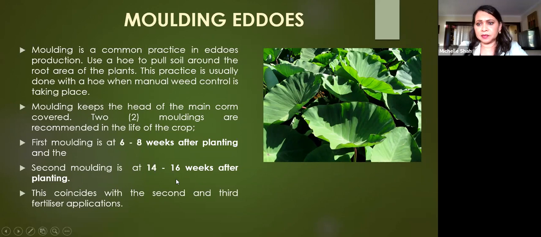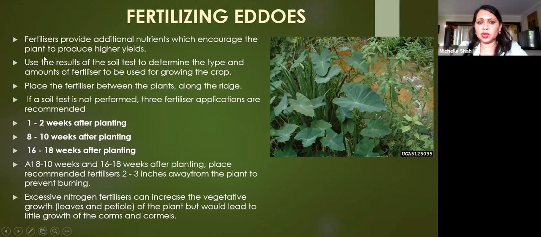Fertilizing of eddoes. Fertilizers provide additional nutrients which encourage plants to produce higher yields. Use the results of soil tests to determine the type and amount of fertilizer to be used for the crop. Place the fertilizer between the plants along the ridge. If a soil test is not performed, three fertilizer applications are recommended. The first at 1 to 2 weeks after planting, the second at 8 to 10 weeks after planting, and the third at 16 to 18 weeks after planting.